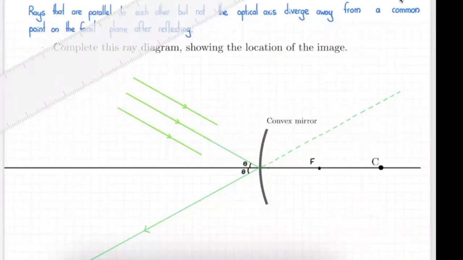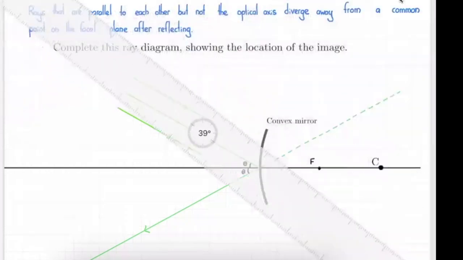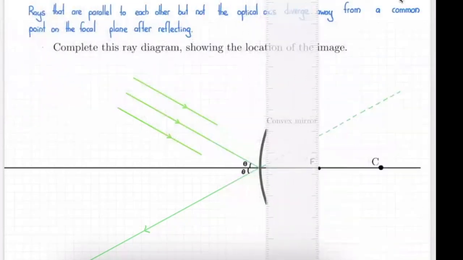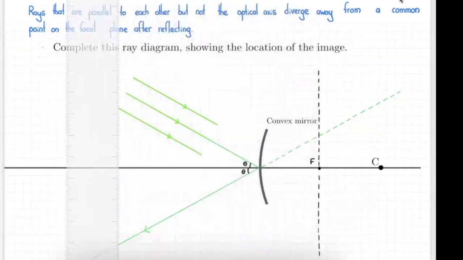So to represent the focal plane, we can draw on a vertical line which passes through the focal point. So I'm going to represent the focal plane by this line here. Now, of course, we know that the image has to be on the focal plane. And since we know that the backwards extension of one of the rays intersects the focal plane here, that's where the image has to be. So we know that the image is right there.